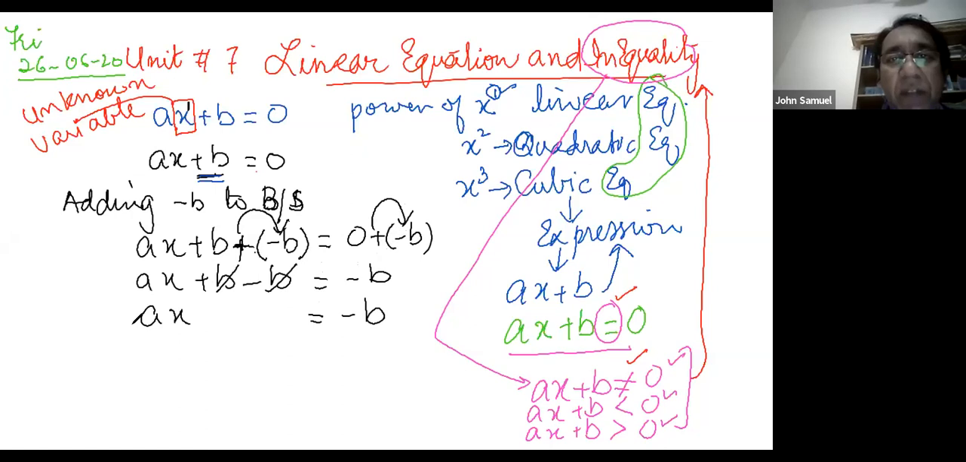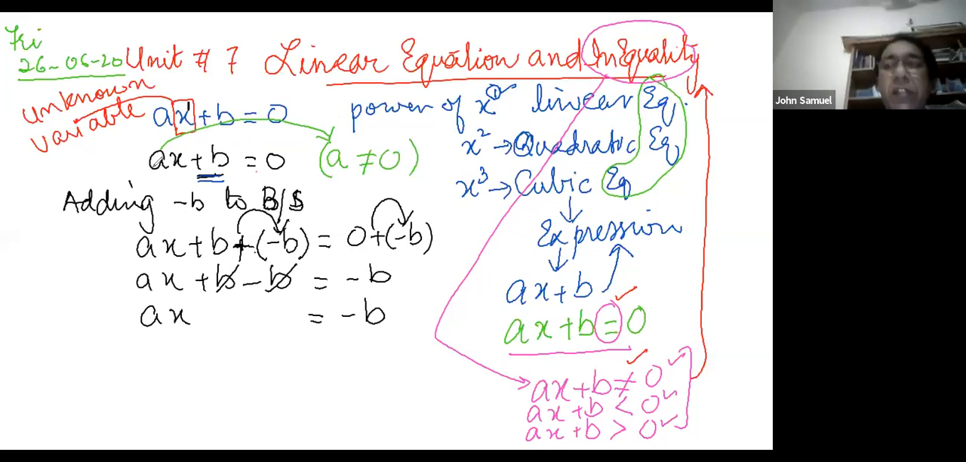Remember, one more thing is very important, I'm telling you: here a could never be equal to 0. If it were equal to 0, then this whole value would become 0, and this equation could not remain a linear equation. Hope you are getting it.